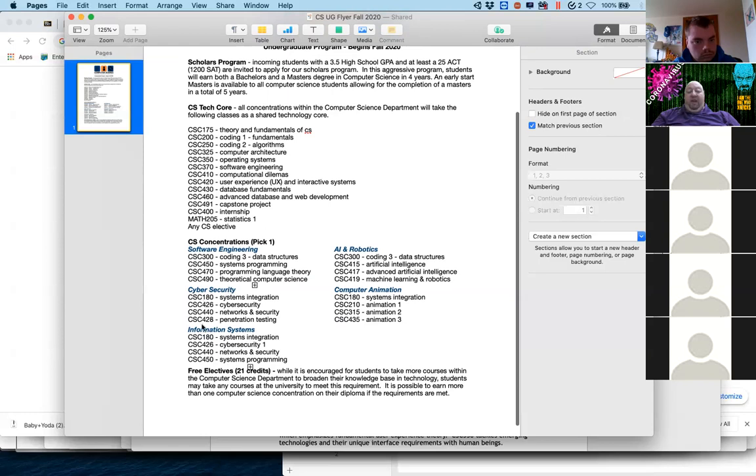Then we have kind of a hybrid concentration. This lives somewhere between traditional computer science and information technology in your catalog. It requires 426, a networking course called 440, and then a new course called 428 penetration testing, which is offered for the first time in the fall. I'll talk about that in a few minutes. And then there's another class called systems integration, which is kind of hardware, making computing systems talk to each other, that kind of thing.